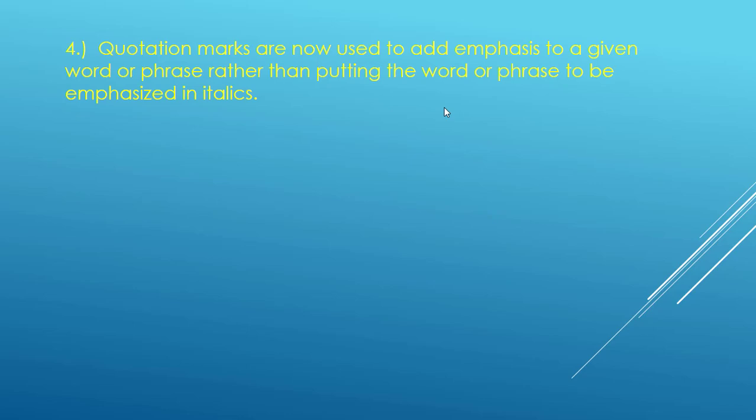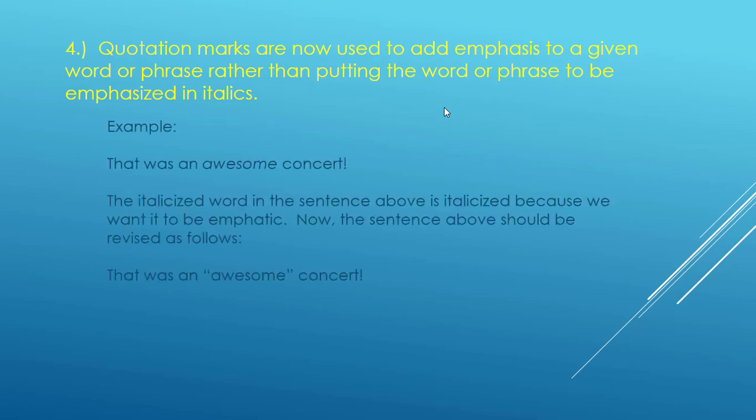The fourth change that we will note is that quotation marks are now going to be used to add emphasis to a word or phrase rather than putting that word or phrase in italics. So again, we have an example where the sentence reads, "That was an awesome concert," with awesome being typed in italics. We're now going to change that and put our quotation marks around the word awesome, as you see in the last sentence on the screen.